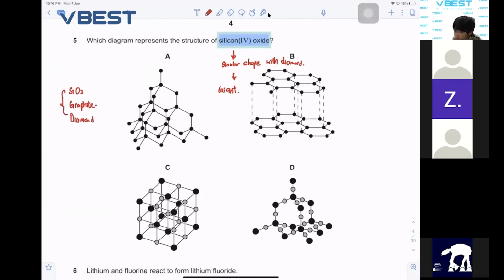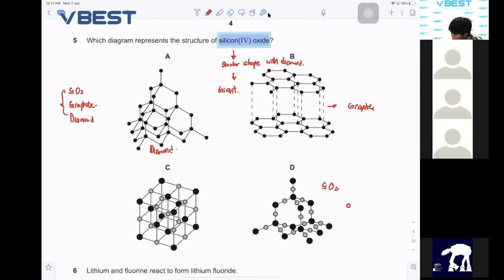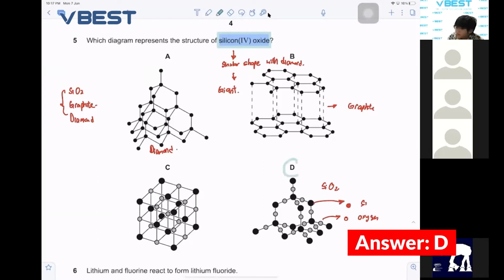For example, this is a diamond structure, am I right? So this is graphite, because do you see that you have delocalized electrons here? And this is silicon(IV) oxide. Reason, because you have different atoms. The big one is silicon, the smaller one is oxygen. So this big one is silicon. So the answer is D, right?